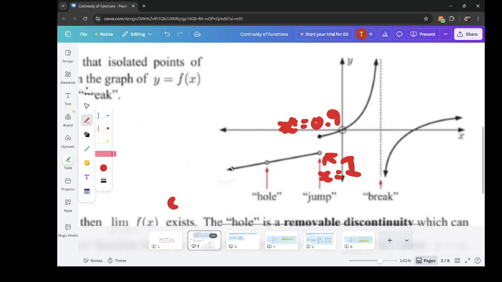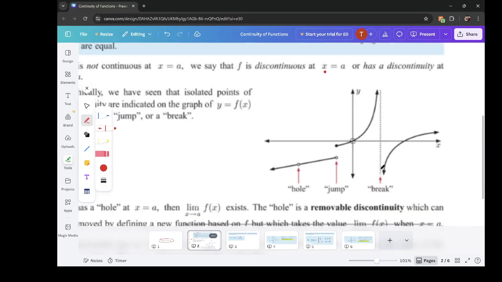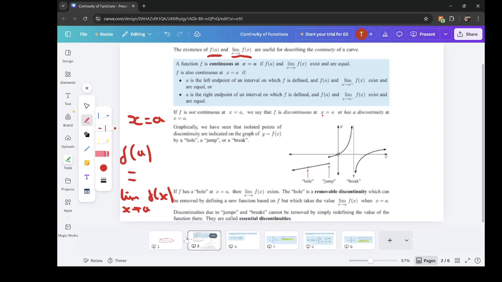Okay, let's get back into what we were focusing on. So we talked about the jump. Now, what if you have this? Do you guys remember what this is? Yes, this is an asymptote, a vertical asymptote. And that is what we call a discontinuity. Hopefully that makes sense.